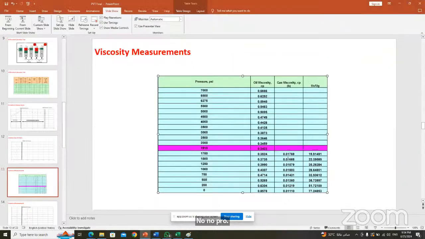So I was saying that gas viscosity is very difficult to measure in the lab. On the other hand, the Lee correlations are very accurate when it comes to estimating the gas viscosity. So we just rely on the correlation to do this.